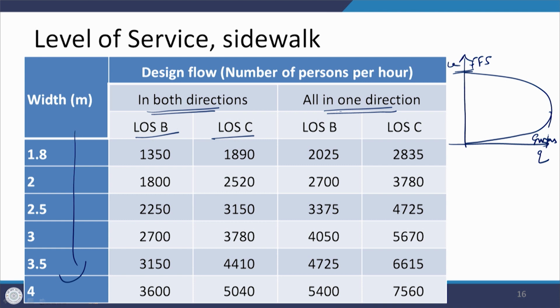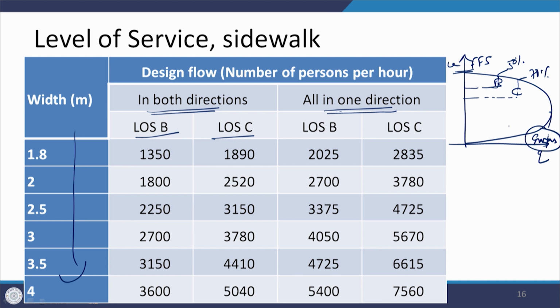Now, when we are looking at this LOS B and LOS C, then LOS B is going to be something here, but when you are looking at LOS C, then it is going to be something like this, where you found that 50% and 70% are the values in terms of the Q maximum.